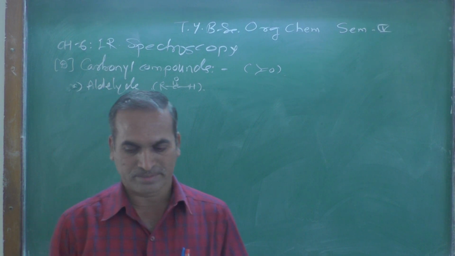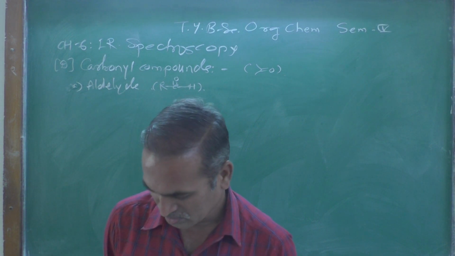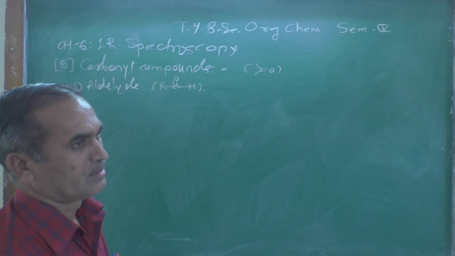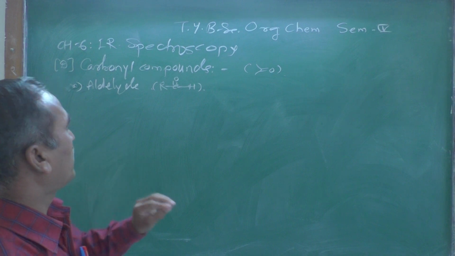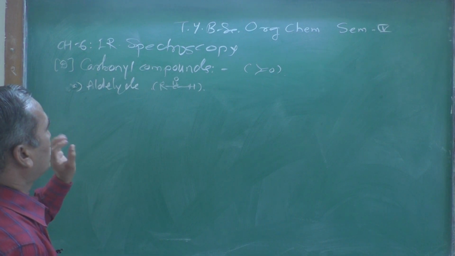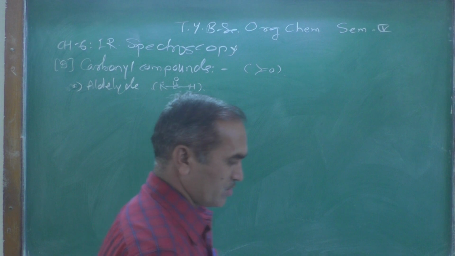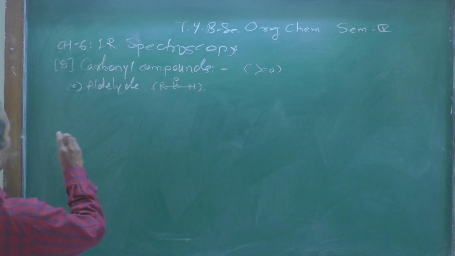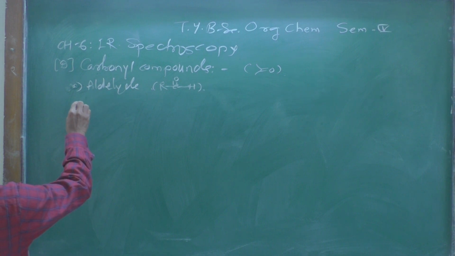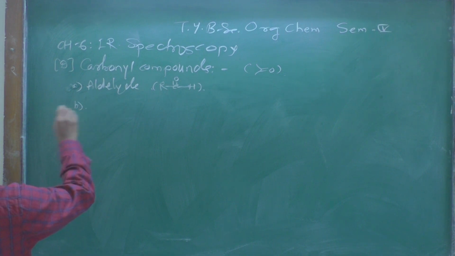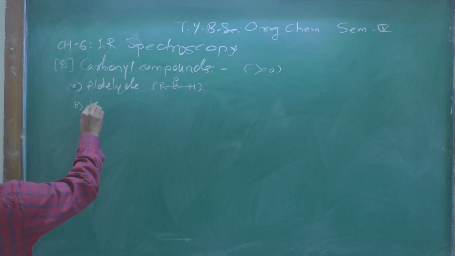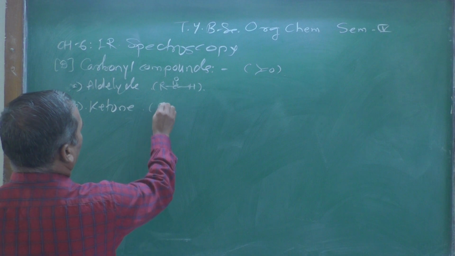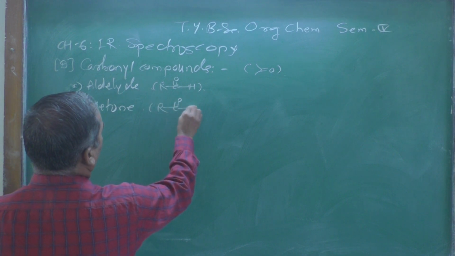So those are the main points, generally the peaks observed for aldehyde. One is due to the carbonyl group, another one we have already seen, so no need to discuss. Then the second one will be the ketone. In that ketone we know that the formula is R C double bond O R dash.